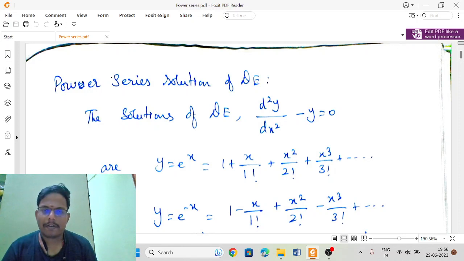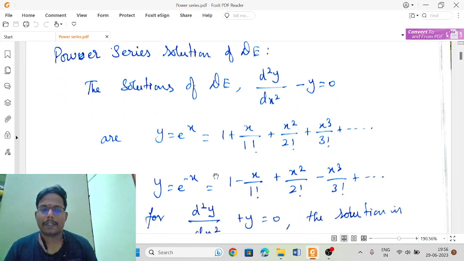Now, say we have a differential equation d square y by dx square minus y equal to 0, a second order differential equation, right? So you will be having a superposition of the solutions, that is y is equal to a e power x plus b e power minus x. The exponential of x and exponential of minus x can be expressed in terms of series. So here the solutions are expressed in the power series format.